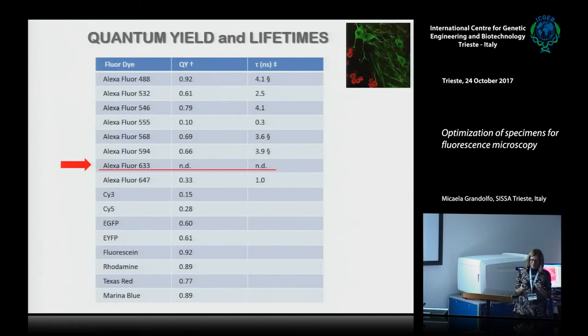Exactly. This is the answer, because a lot of confocal microscopes are equipped with a set of lasers, and one of these lasers is the line 633. So people say, okay, I can buy the best fluorophore to obtain the best results using the 633 laser. The problem is that these people don't know that this fluorophore has a not detectable quantum yield. So it is really awful. So I think there is no reason to use it. What you can do, for example, is to use Alexa Fluor 647. The quantum yield is not very high, but it is reasonable and it is detectable.